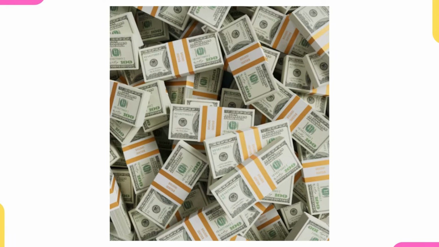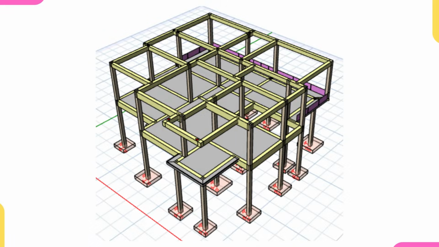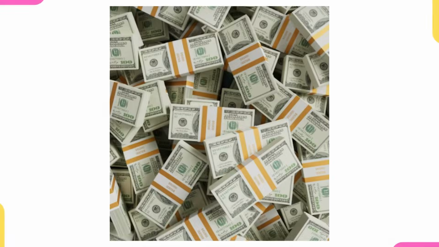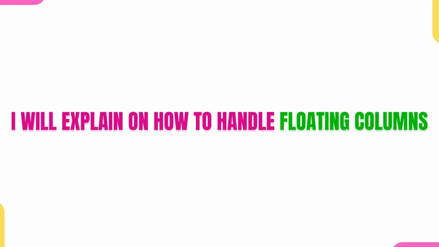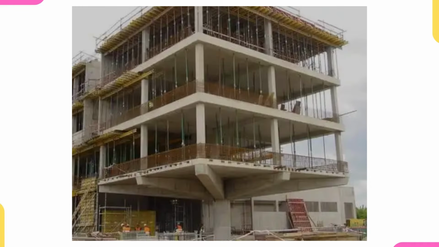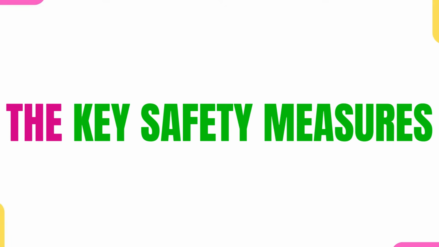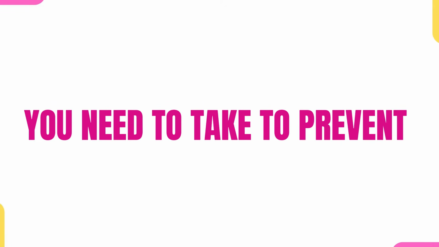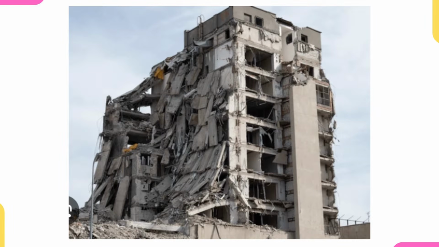I will also be showing you the difference between primary and secondary beams. I will teach you how to save cost by reducing moment, and I will explain how to handle floating columns. Floating columns are those columns that do not start from the foundation level. I will also be exposing the governing principle behind them. You will learn the key safety measures you need to take to prevent building collapse, and how to implement proper quality assurance practice right from the design phase.